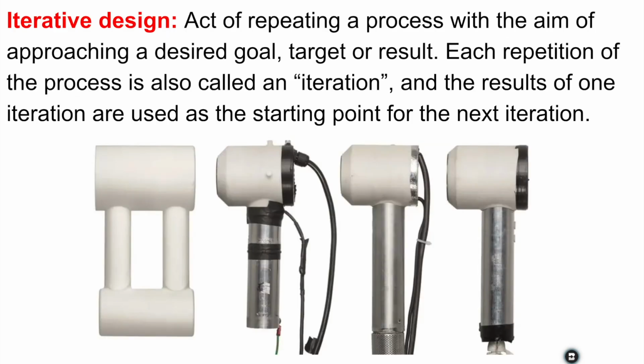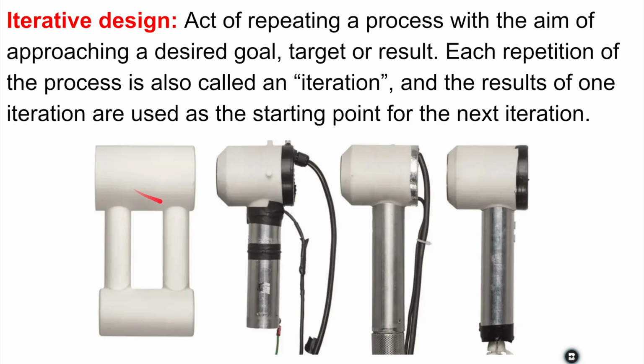First of all, this is iterative design that we're talking about. This is an act of repeating a process with the aim of approaching a desired goal, target, or result. Each repetition of the process is also called an iteration, and the results of one iteration are used as the starting points for the next iteration.